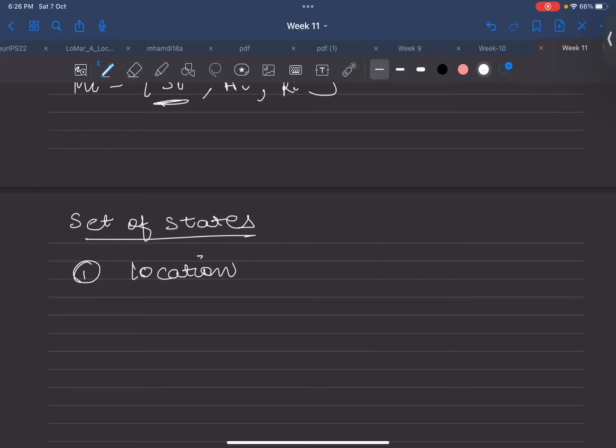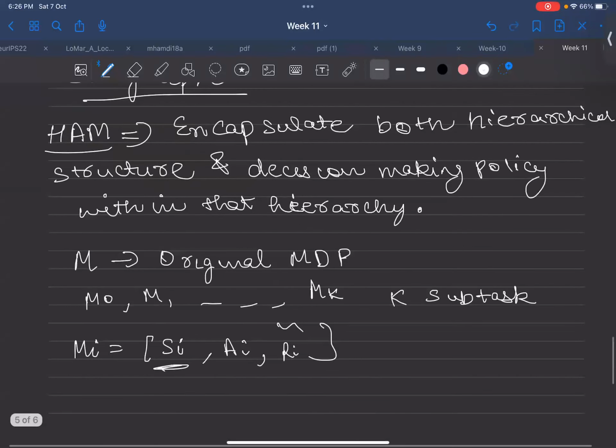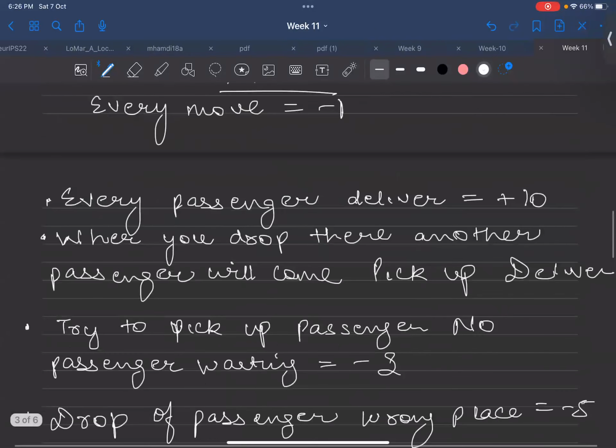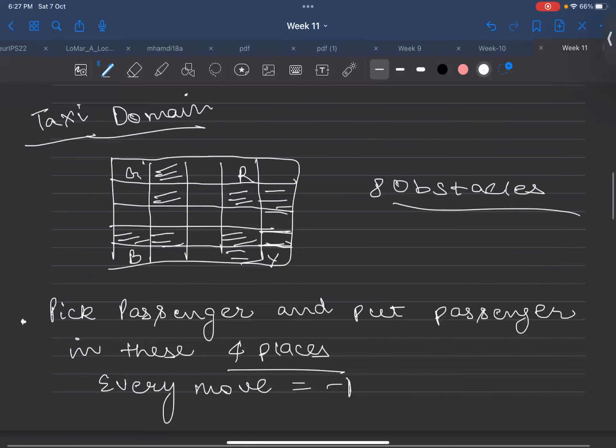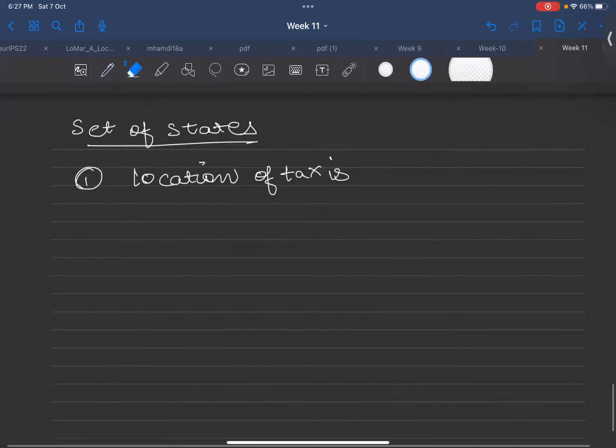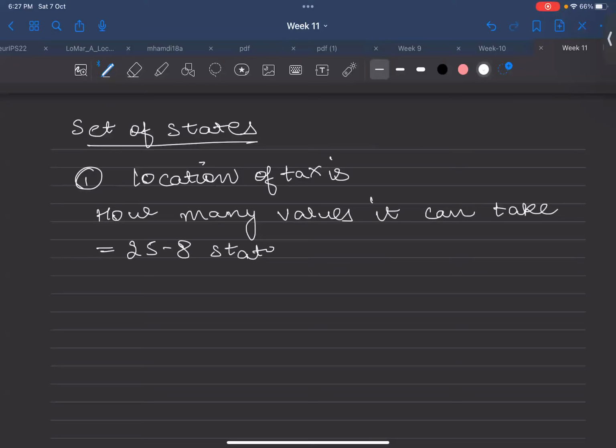So that means all squares, except the crosses. That means 25 minus 8. You are saying where the taxi can be: the taxi can be anywhere except these obstacles. So if I say location of taxi, how many values can it take? That is 25 minus 8, the states the taxi can be in.